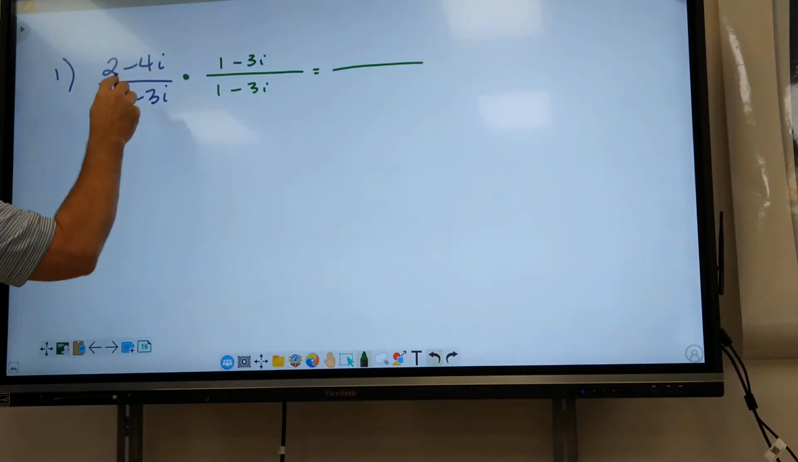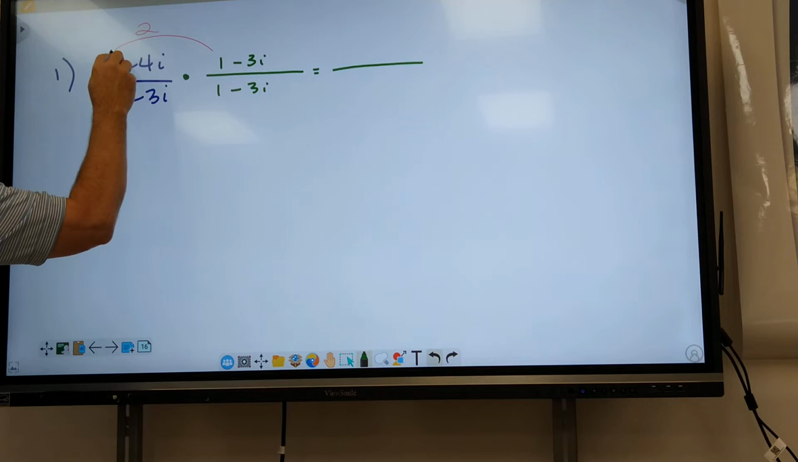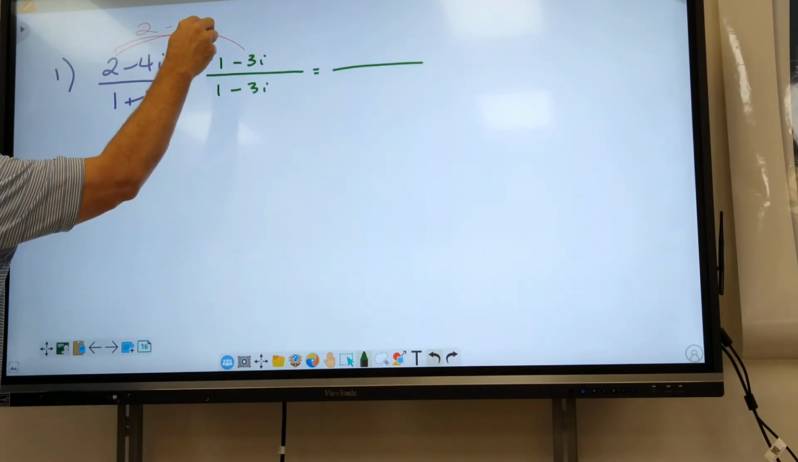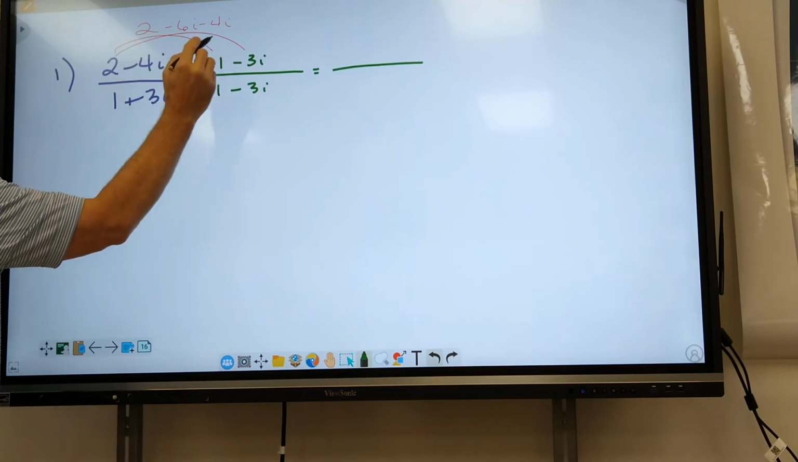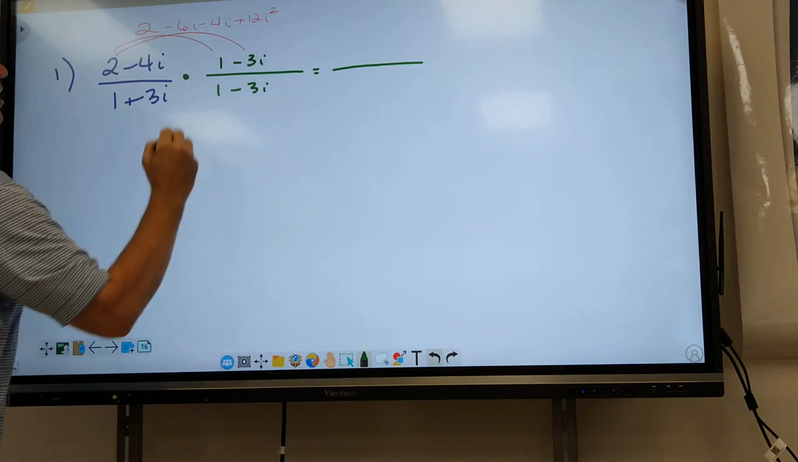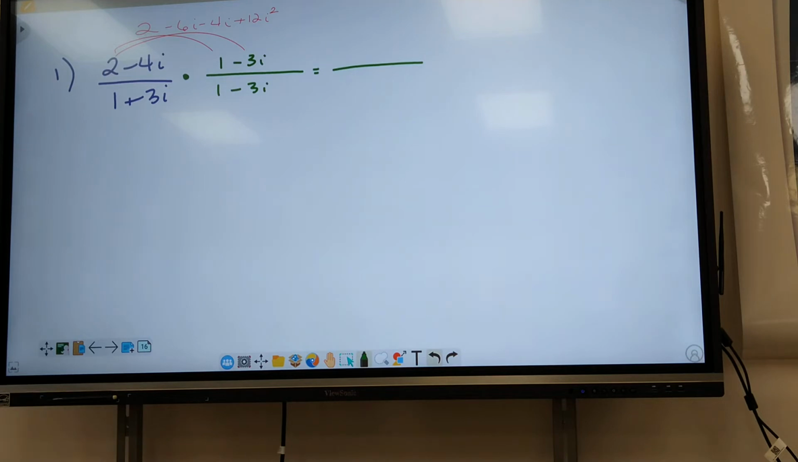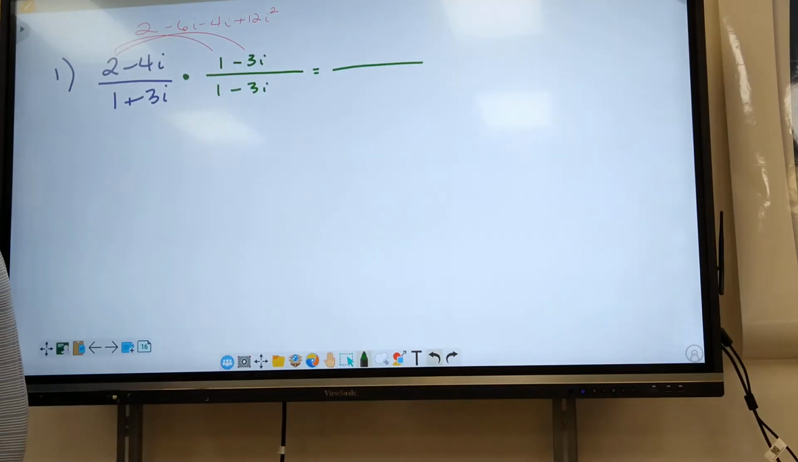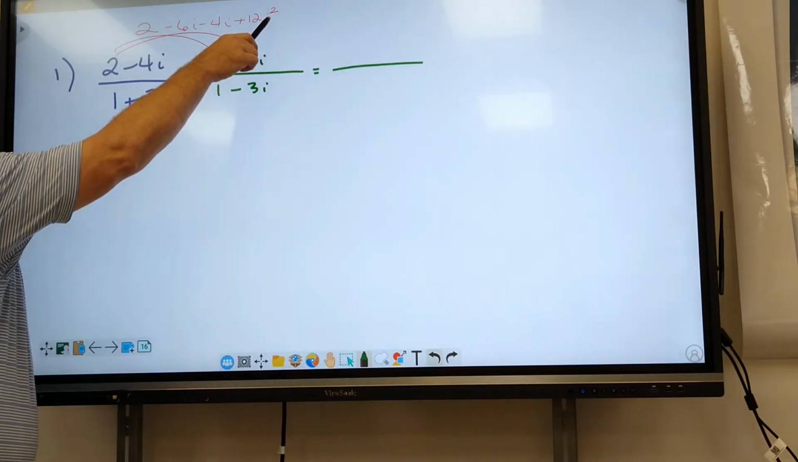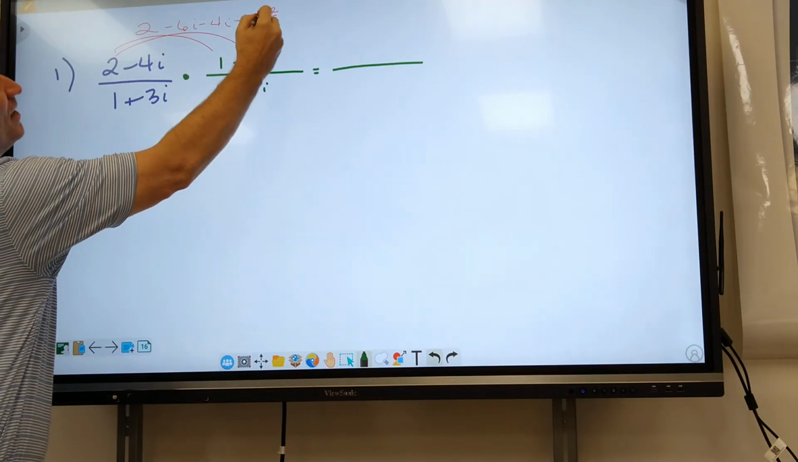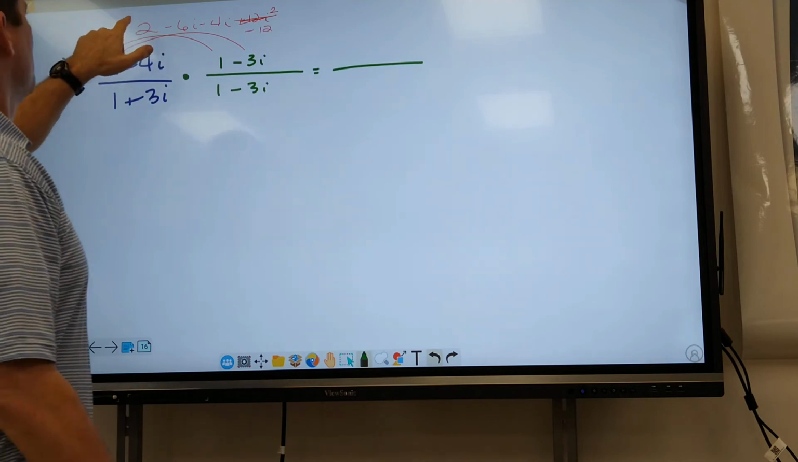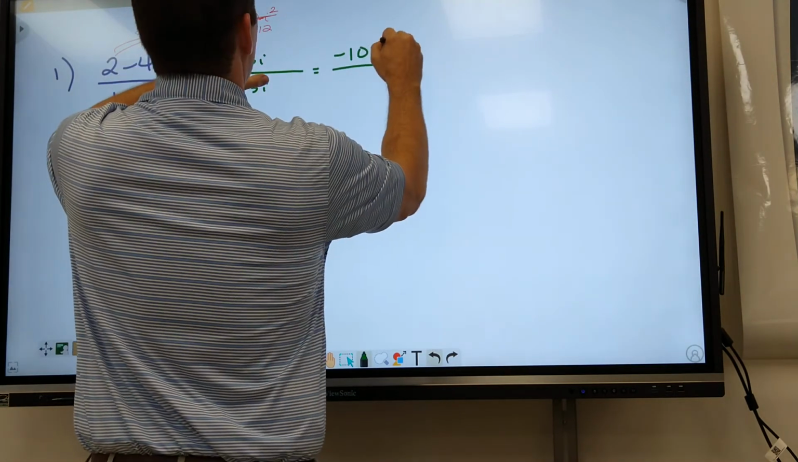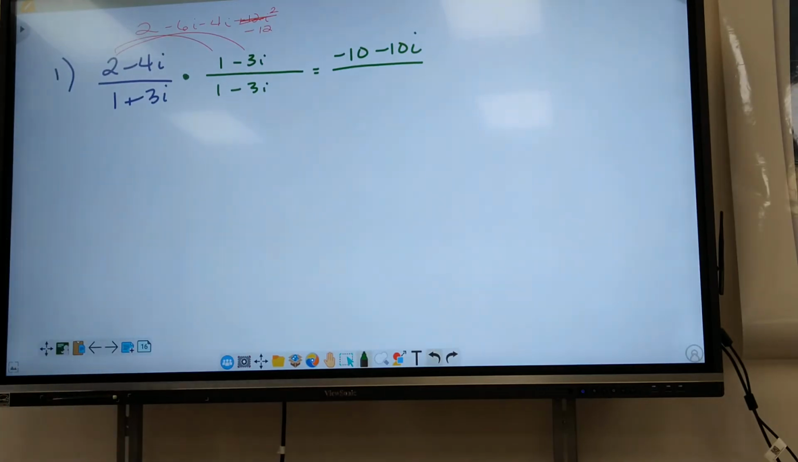So let's check it. 2 times 1 is 2. I got a minus 6i, minus 4i. All right, look, negative times a negative is a positive 12i squared. I'll stop there and let you look at it. All I'm doing is the full method. You see where I got negative 6i and negative 4i. All right, Ariana, what's that i squared change into right there? So that's going to make that a negative 12. So here's what I've got on top: 2 minus 12 is negative 10 minus 10i. Check my math, make sure we're good.